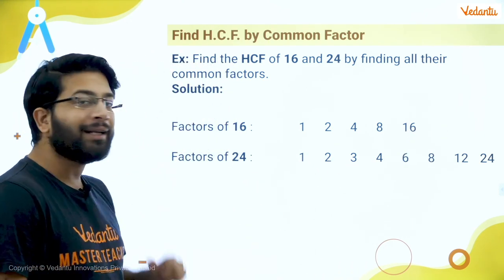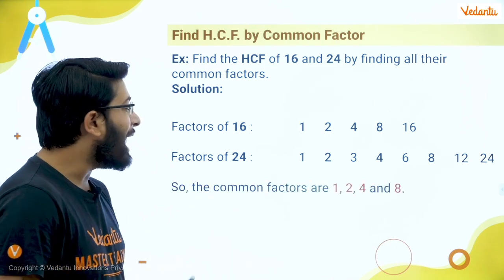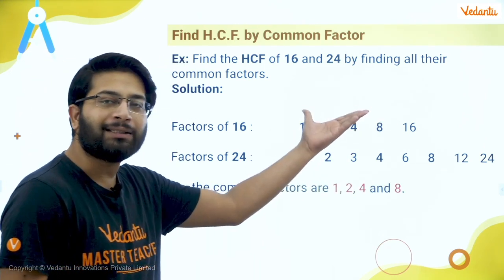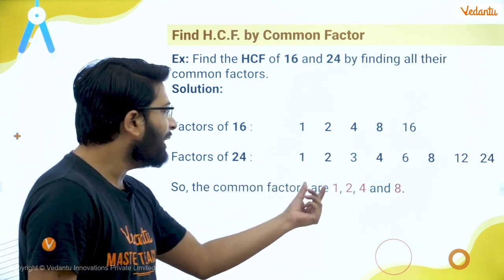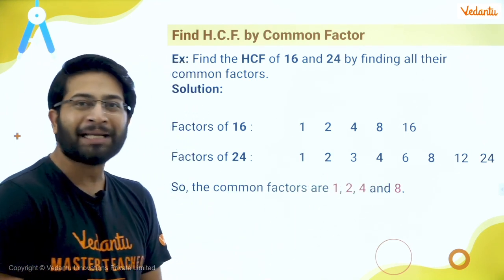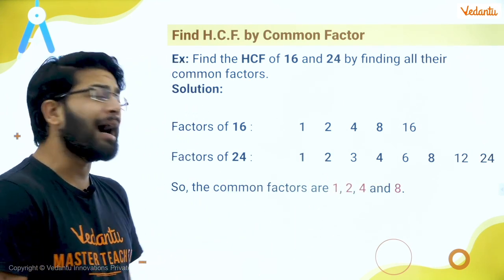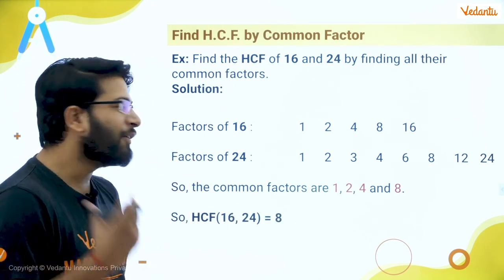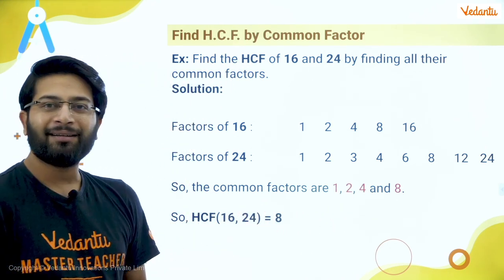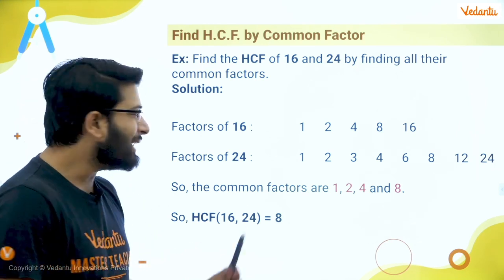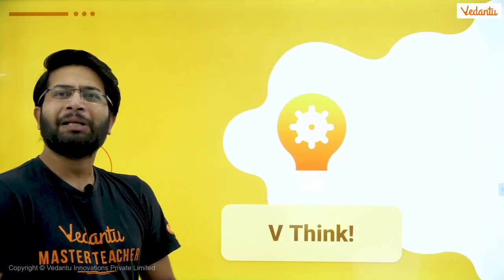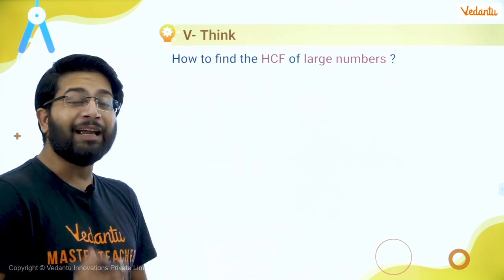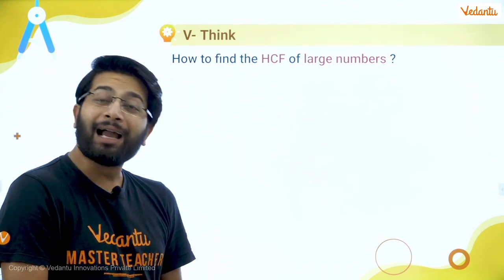Now, we have to find the HCF, that means highest common factor. So, what are the common factors of 16 and 24? 1, 2, 4 and 8 are the common factors. Now, out of these four, which will be the highest common factor? Number 8. A very simple method, right? Very good. Excellent.